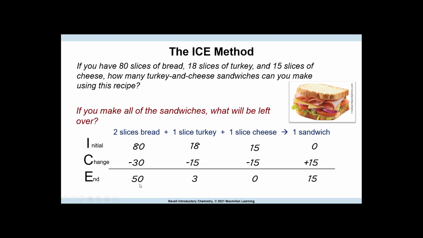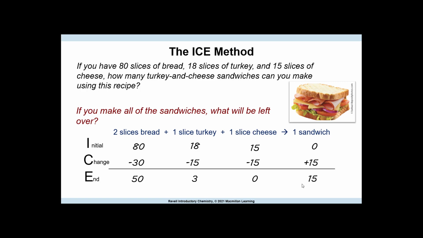So now we just subtract. We have 50 slices of bread at the end. We have 1 slice, 3 slices of turkey that are left over. We have 0 cheese, and we have a plus. So notice the minus signs and notice the plus sign. And we have 15 sandwiches. So we have increased our sandwiches to 15 by using up all that cheese.